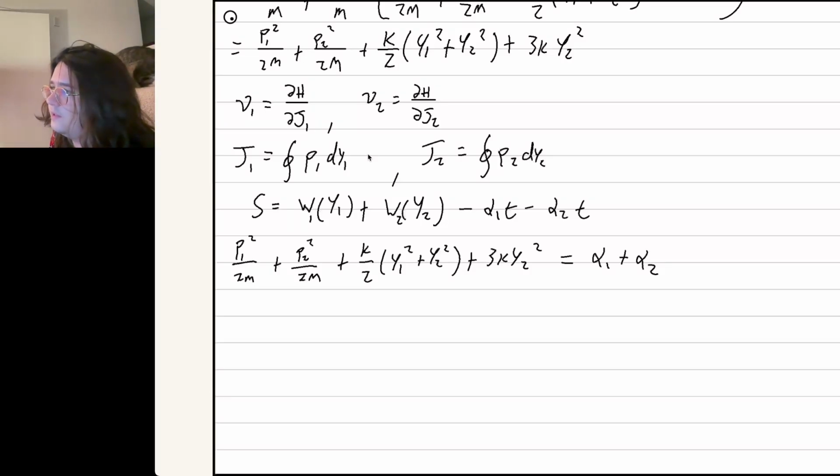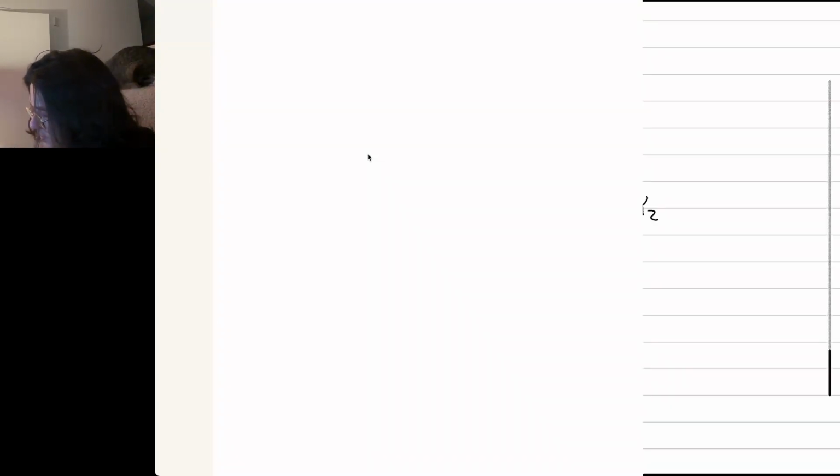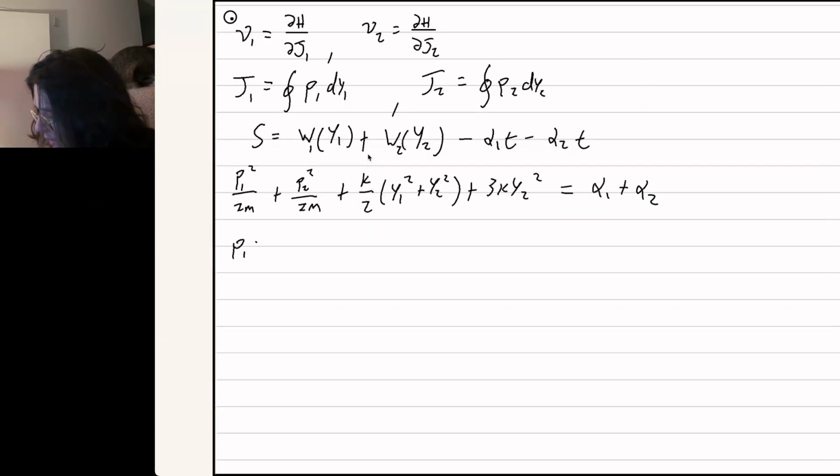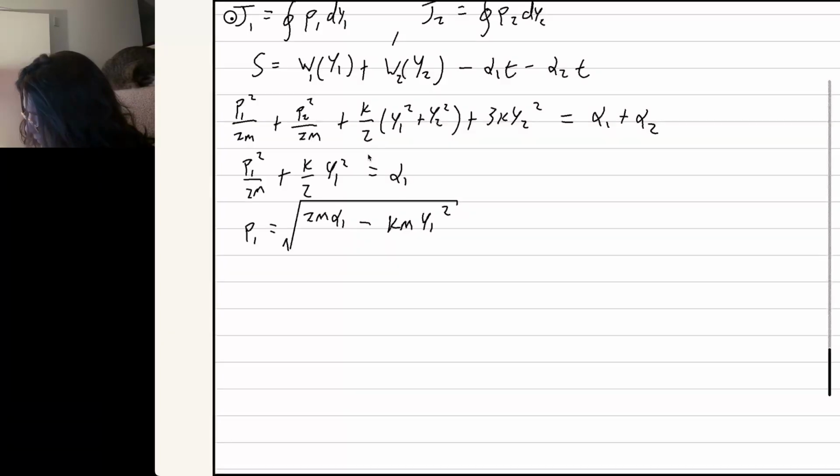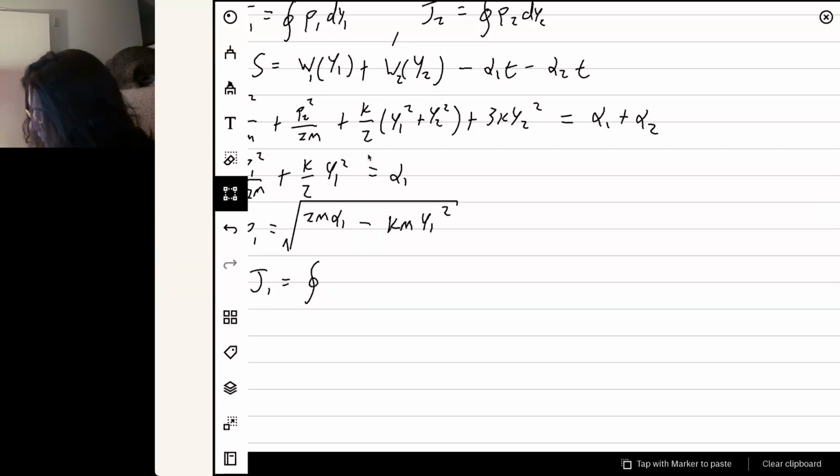Fantastic. So then we can actually separate this into two different integrals that we can solve. So just keeping the terms dependent on y1, we're going to have p1 squared over 2m plus k over 2 y1 squared equals alpha 1. And then solve for p, which is going to be 2m alpha 1 minus km y1 squared, all under a square root. So that's the canonical momentum, then the action will be the integral of that over a loop with respect to y1.